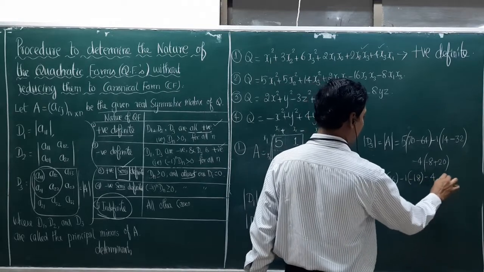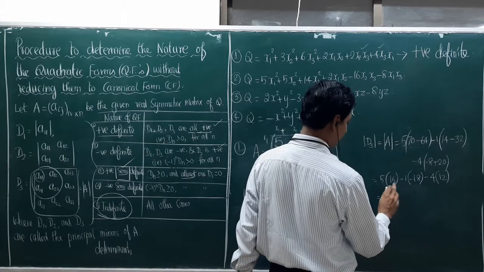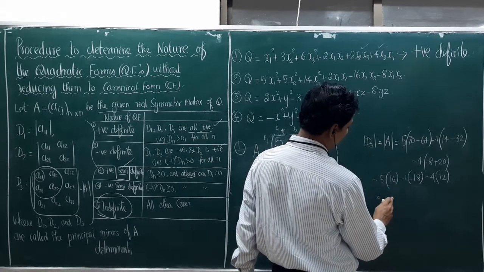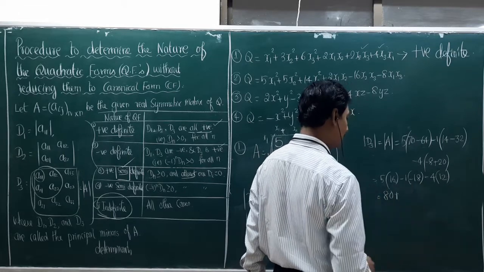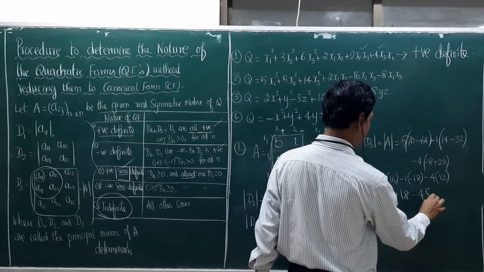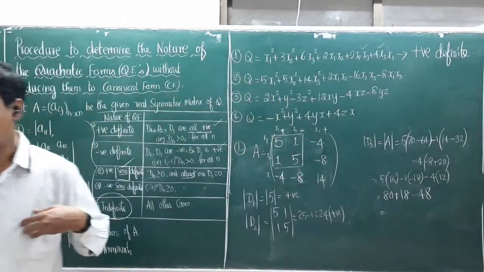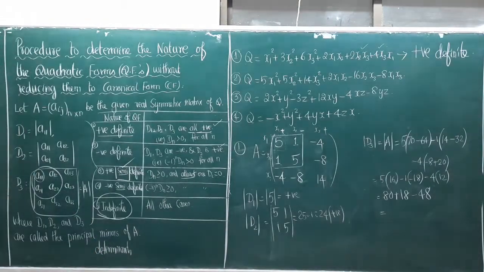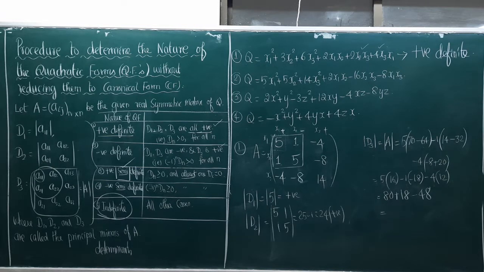And the final one is minus 4 into 12. So what's the answer? 5 into 6, 5 6 are 80 plus this much, plus 18, this is minus 48. So what is the answer? The answer is always positive. So this also comes under the positive category. This also comes under the positive category. So all the D1, D2, D3 are coming positive.